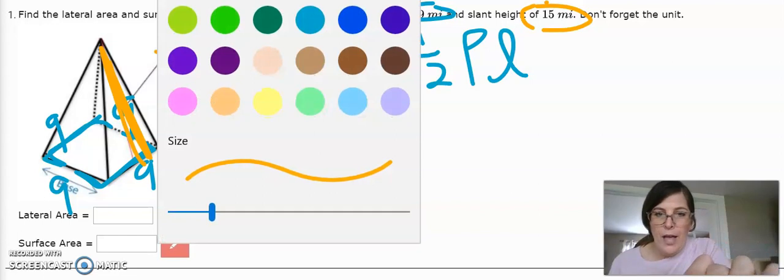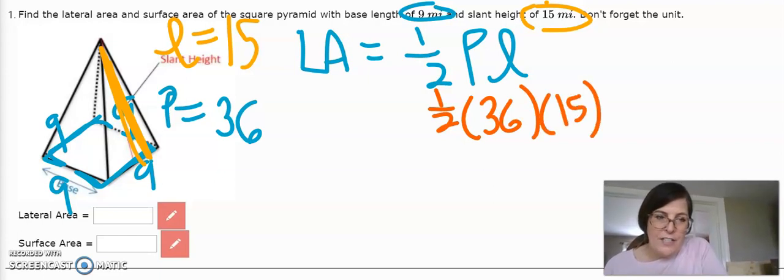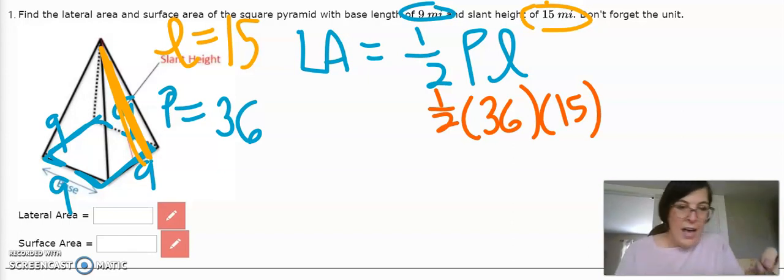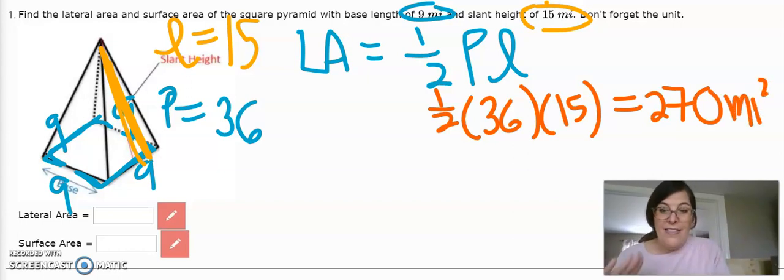Lateral area is 1/2 times that 36 times that 15. So I'm going to go to my calculator, and I'm going to get 270, whatever my units are, miles squared. That's what I get for my lateral area.